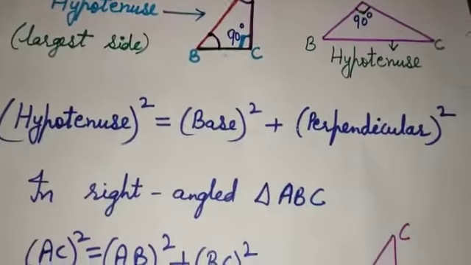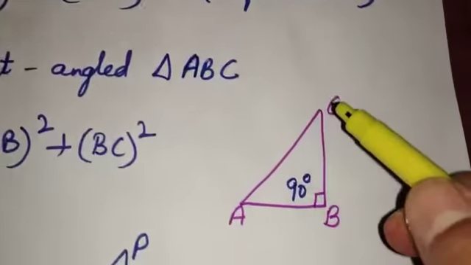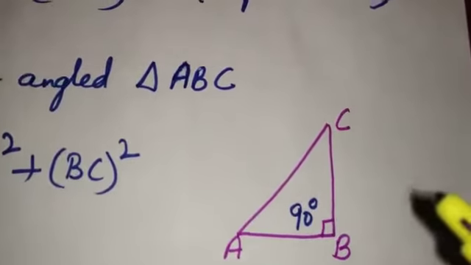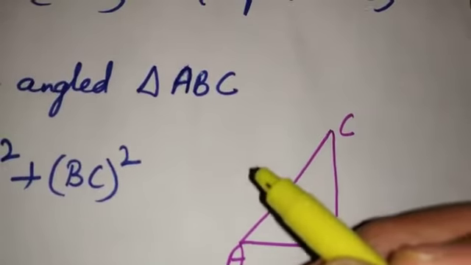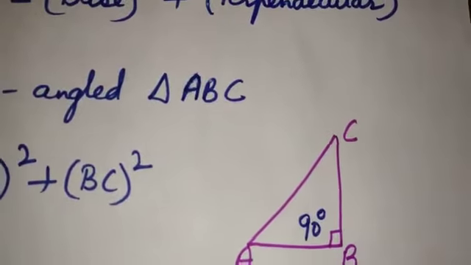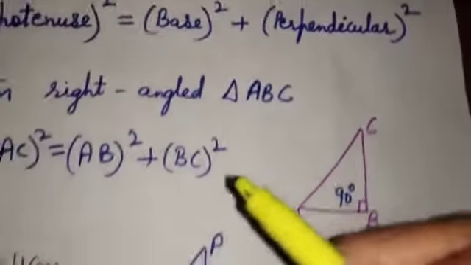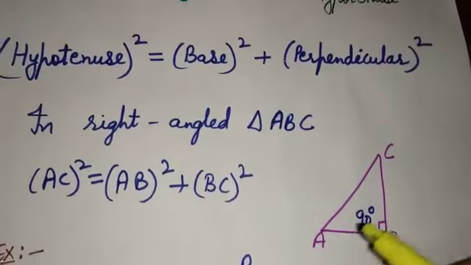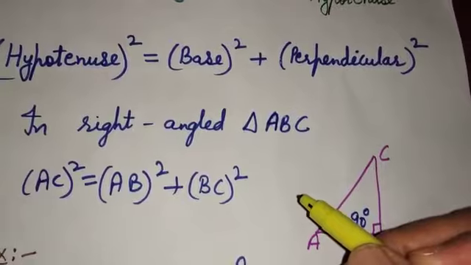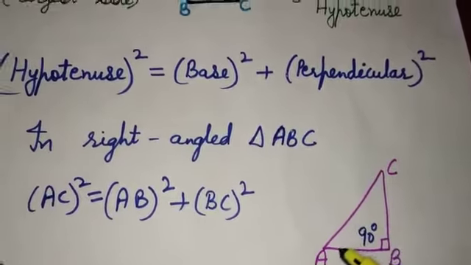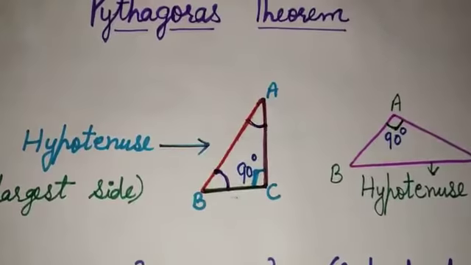Now, according to Pythagoras theorem, in right angle triangle ABC with the right angle at B, the side opposite to angle B is AC, that is the hypotenuse of the triangle. According to Pythagoras theorem, AC square is equal to AB square plus BC square. AC is the hypotenuse, the square of the largest side is equal to the square of its base plus the square of its perpendicular.